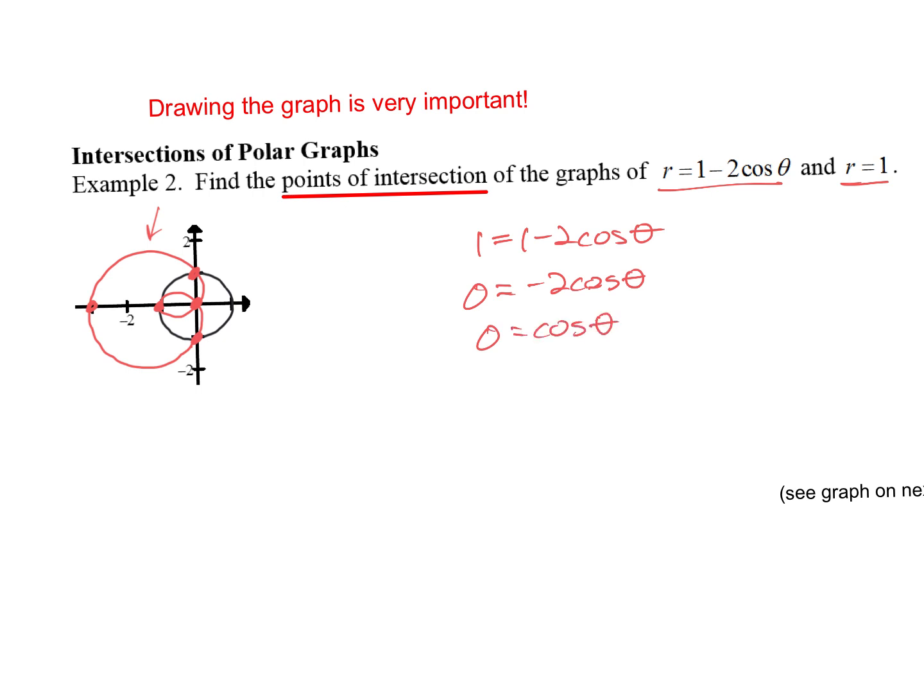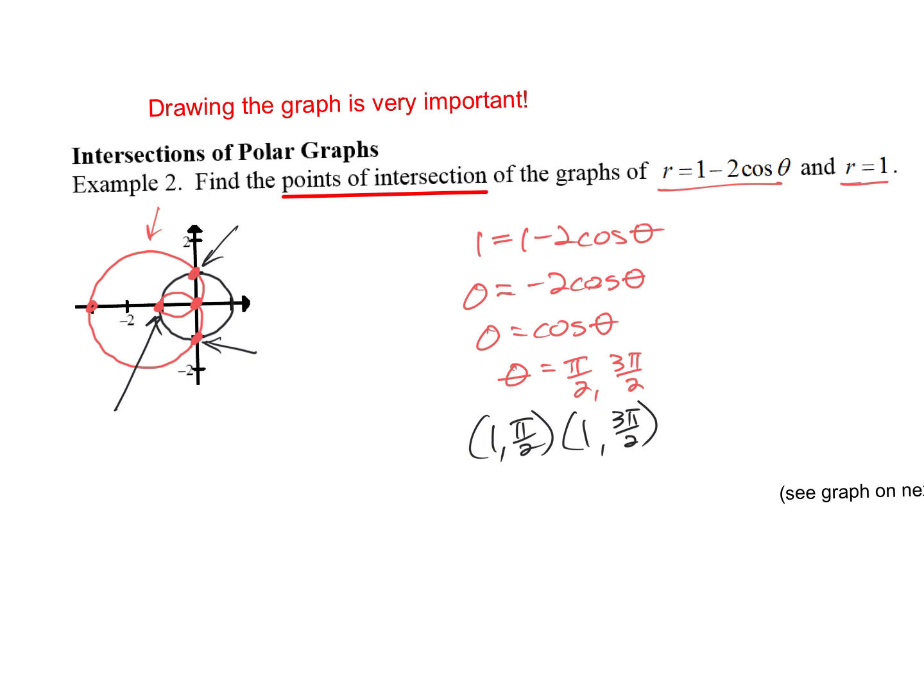And this occurs when theta is equal to pi halves and 3 pi halves. Okay, well that looks like it's getting me this point here and this point right there. So I've got pi halves for the angle and the radius of 1, and 3 pi halves for the angle and the radius of 1. That gives me 2 of the points, but I missed one. I missed that guy right there. So if you draw a picture, you'll make sure you get all of them. You won't have this problem where you missed one.